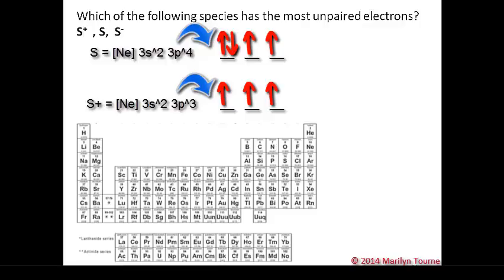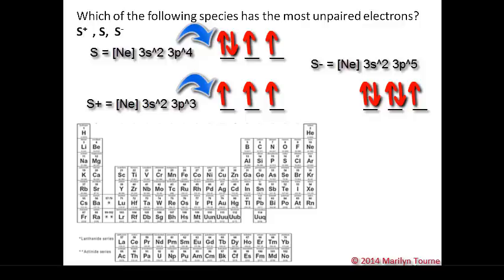How about S minus? S minus is an anion of sulfur, so that means you're going to add 1 more electron to those orbitals. So instead of being neon bracket 3s2, 3p4, it's going to be 3s2, 3p5. So it's going to be spin up, spin up, spin up, and then spin down, spin down. So that's a total of 5 electrons, and this one only has 1 unpaired electron. So the species that has the most unpaired electrons would be the cation of sulfur, because it has 3 unpaired electrons.